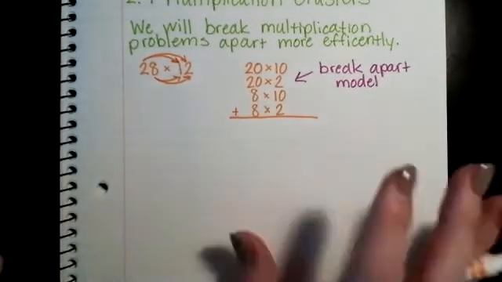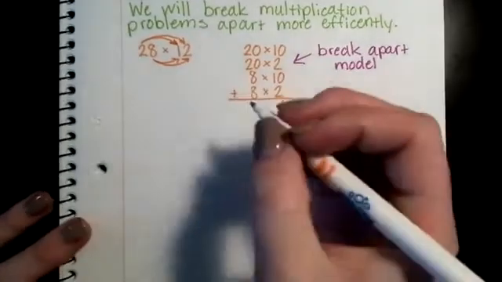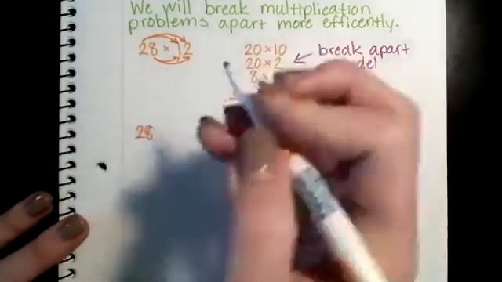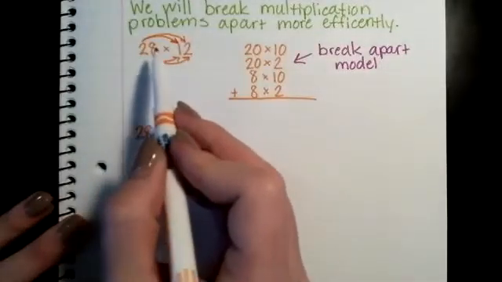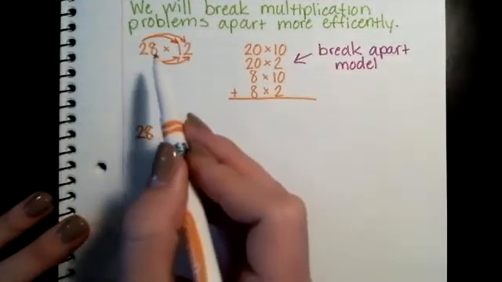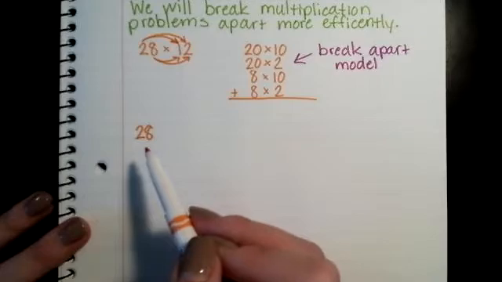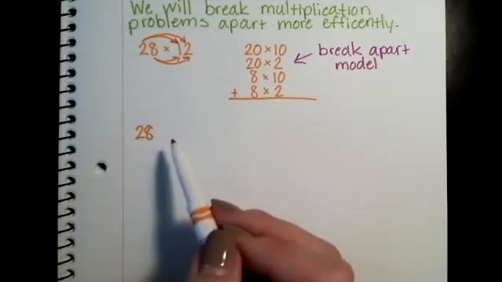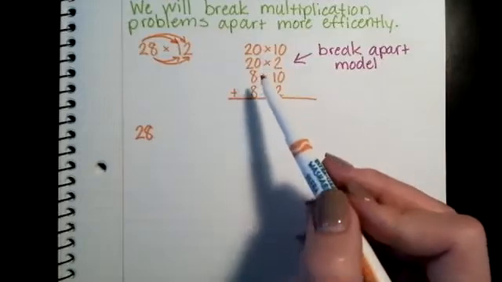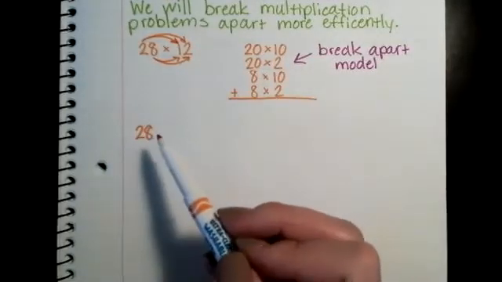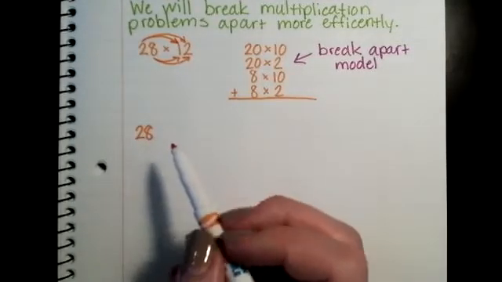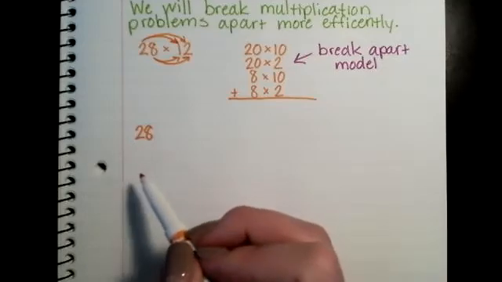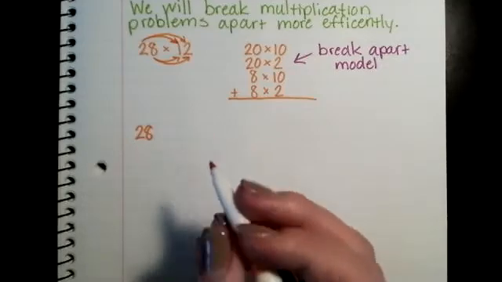Okay, so what I'm going to do first, I know when I'm doing 28 times 12, I'm going to start with just 28, and I'm going to think about what I know about the number 28. Well, I know the number 28 is 20 plus 8, right? And I did break that apart up here. There's a 20 and there's an 8, okay? However, I also know that 20 itself is 10 plus 10. So I could break it apart even further.